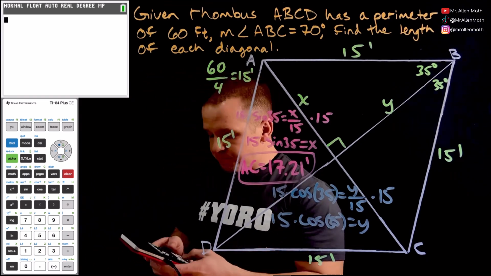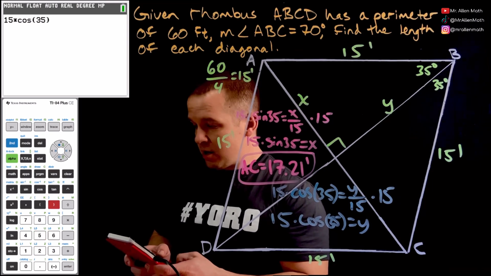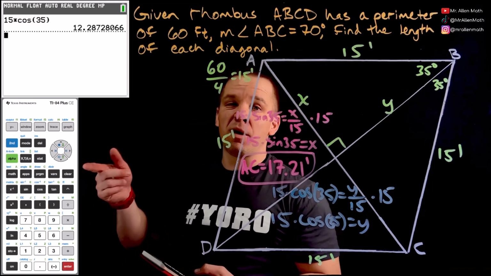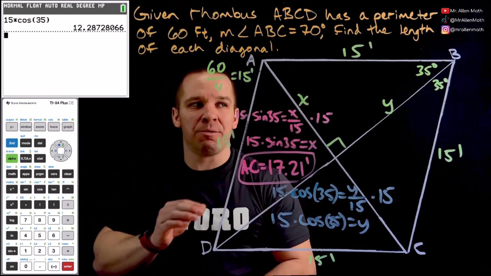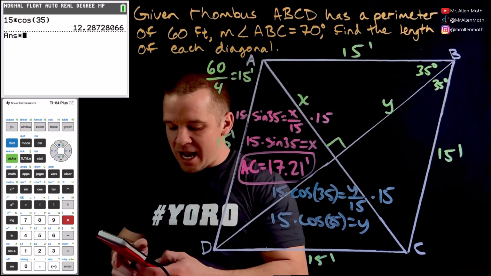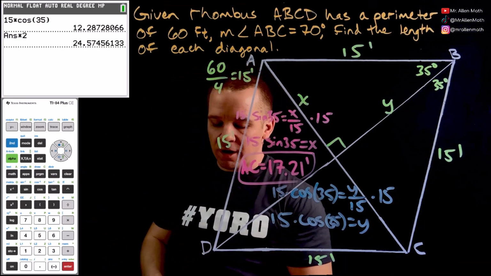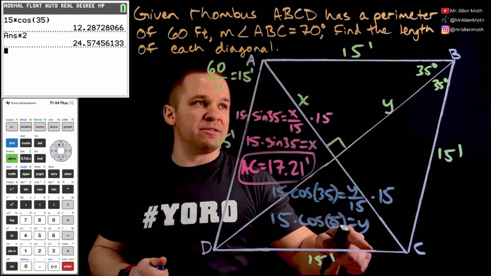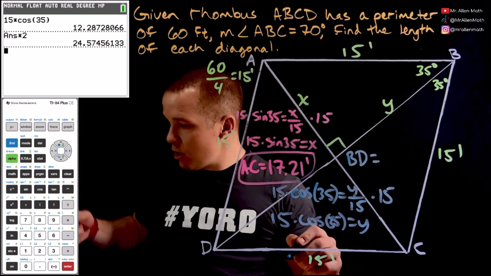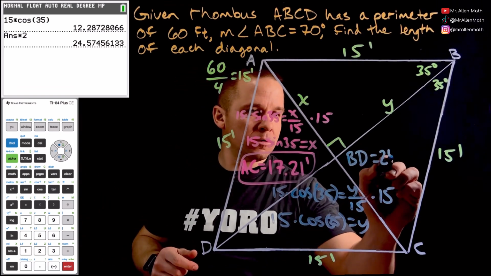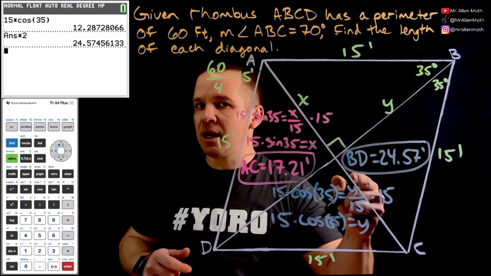We're going to have 15 times the cosine of 35. Close it, hit enter. I get 12.287 and change, but I'm not going to round that yet. I'm not done with it. I got to double it to get my full diagonal. So times 2, I get 24.574 and change. So BD is equal to 24.57 feet.